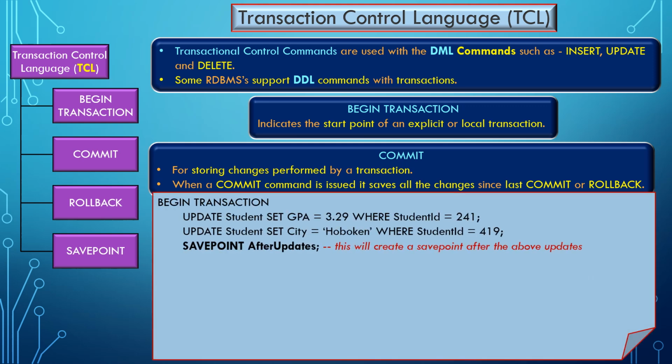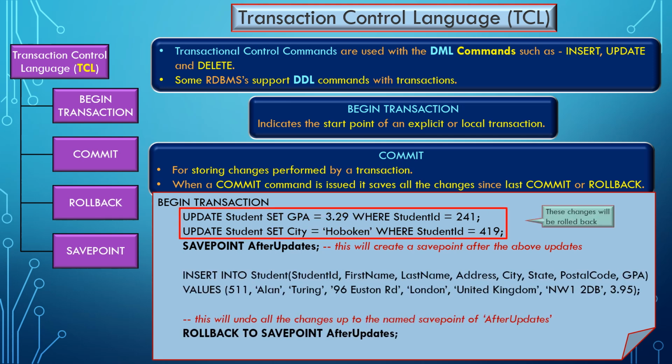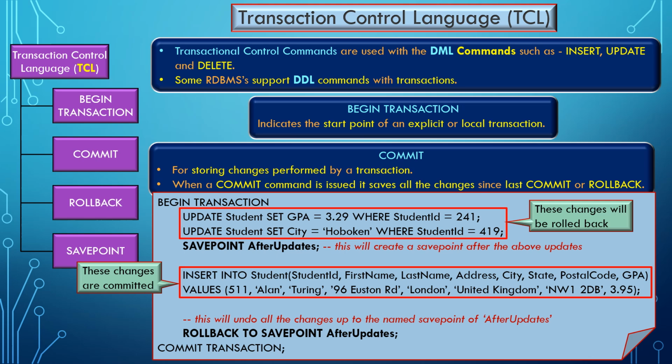In this example, we will create a save point named after updates. Then we will follow with an insert into statement. Calling the rollback to save point will roll back the changes shown here. Committing the transaction will save the changes shown here.